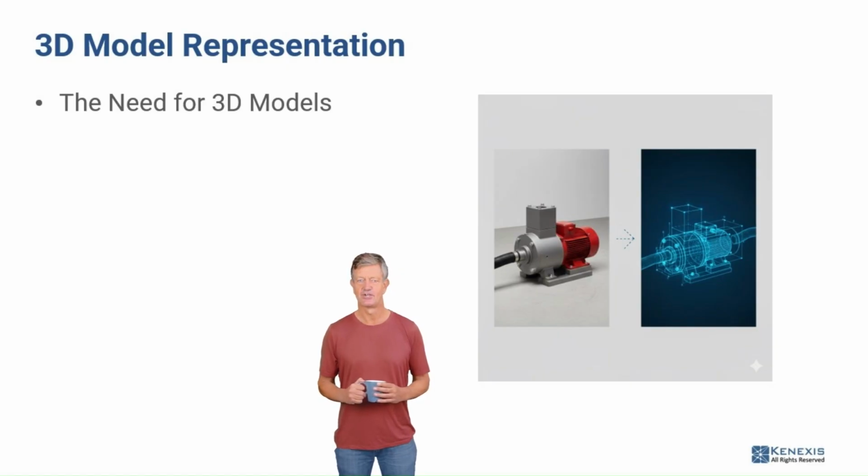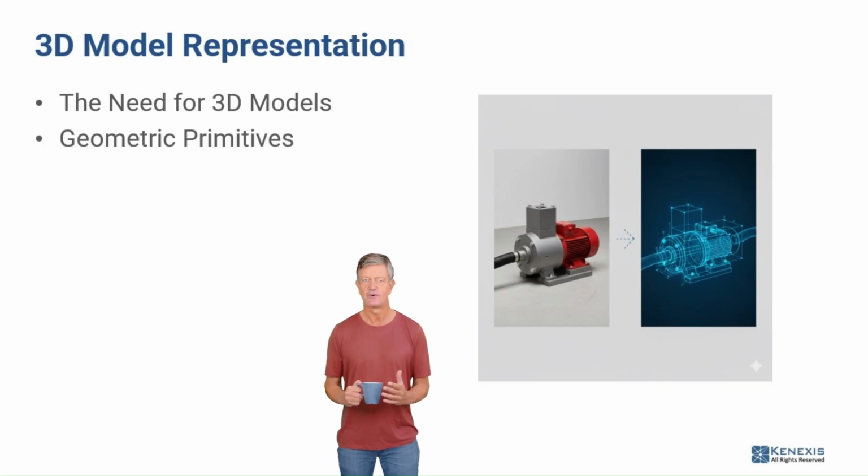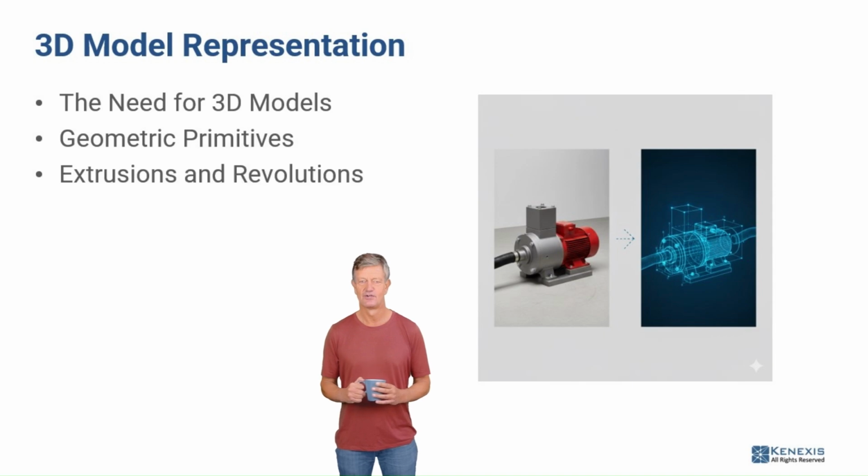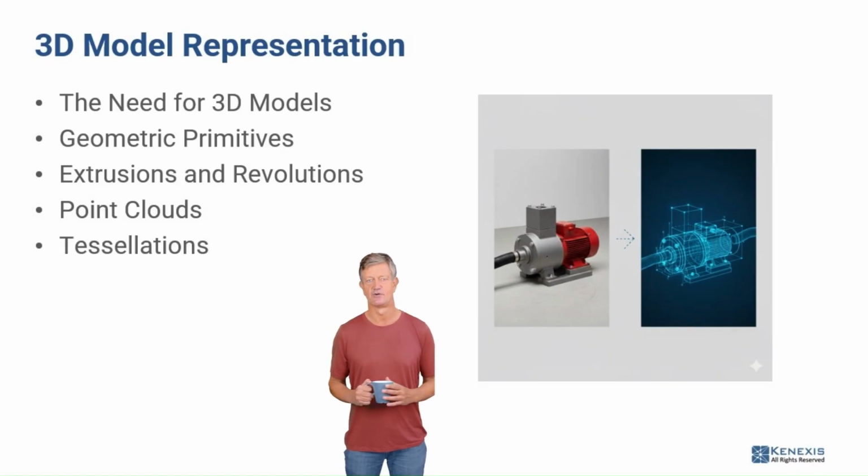By the end of the session, you'll be familiar with the four main approaches for storing this geometric data. 1. Geometric primitives, which defines complex objects as a collection of simple shapes. 2. Extrusions and revolutions, which create 3D forms by pulling or rotating a 2D shape. 3. Point clouds, which are a collection of individual points in 3D space. And 4. Tessellations, which represent a surface using a collection of smaller, uniform elements, like triangles.